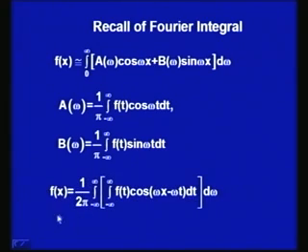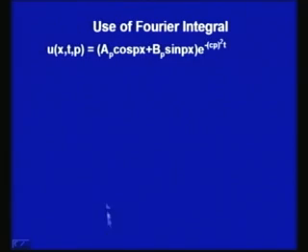So, what we do get is f(x) as 1 upon 2 pi times the integral from minus infinity to plus infinity of the integral from minus infinity to plus infinity of f(t) cos(omega x minus omega t) dt d omega. That is, I have inserted this a(omega) and b(omega) and simplified it. Any function f(x) we could write in this form. So, we are going to use this Fourier integral in our solution.